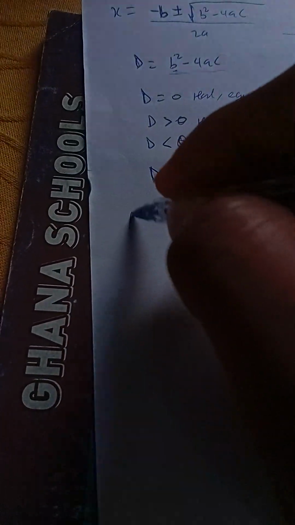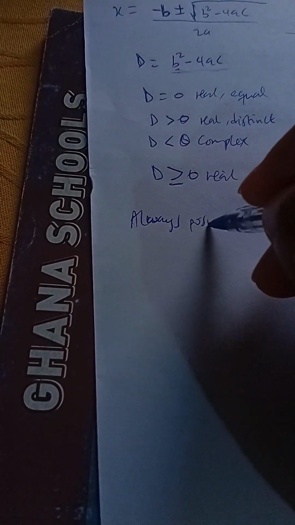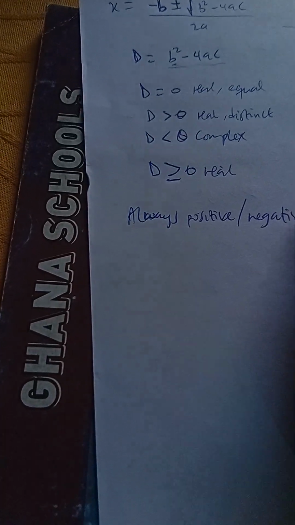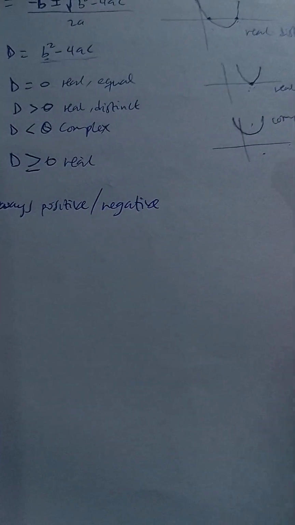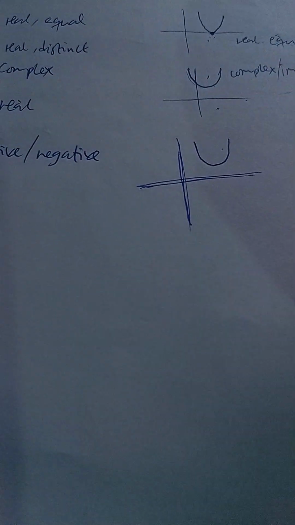Now let me talk about always positive or always negative. If they say a quadratic equation or function is always positive or always negative, what does it mean? Let's see. We use the x-axis as a reference point. If it's always positive, it's going to look like this. It's always above the x-axis, positive.